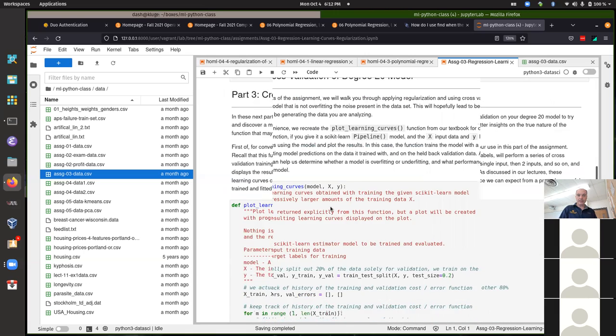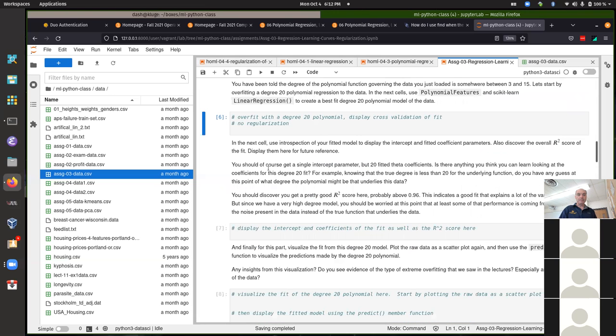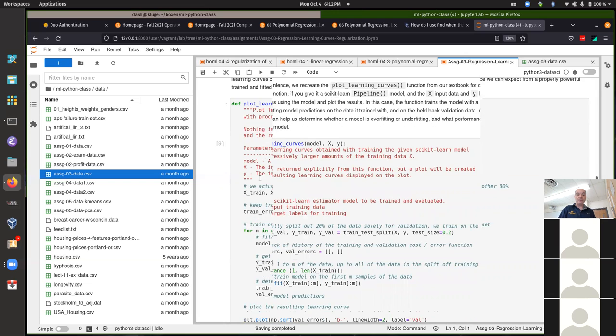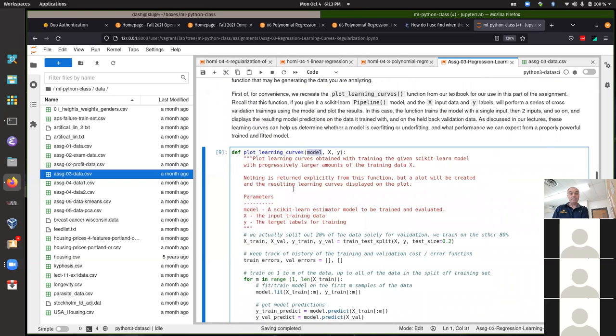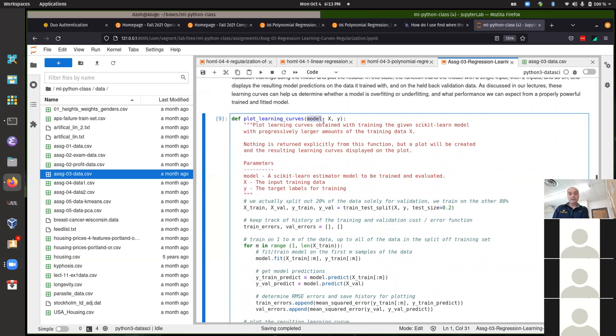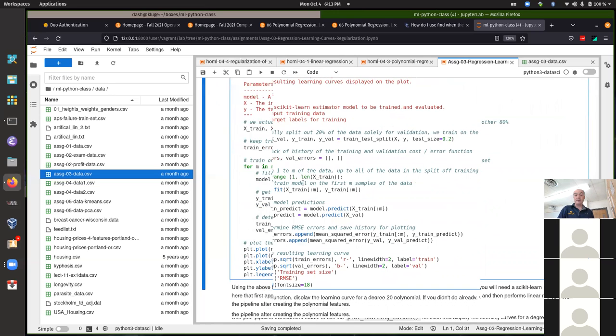And then in part 3, I ask you to plot a learning curve for the degree 20 model. So be taking the same model, but I gave you a function, which is probably the same function that we used in the lecture notebook for plotting these kinds of learning curves. Right. So whenever you call this function, you have to pass in the model that you create, like your linear regression model, and your inputs and your outputs, and it will spit out models using 1, 2, 3 up to n data points to plot the learning curves here for you.